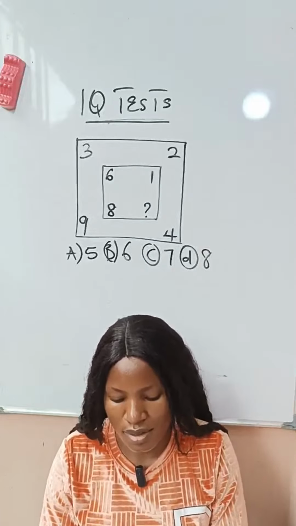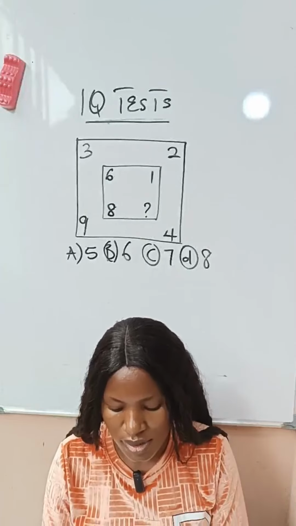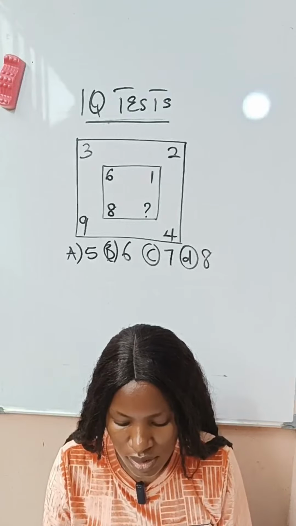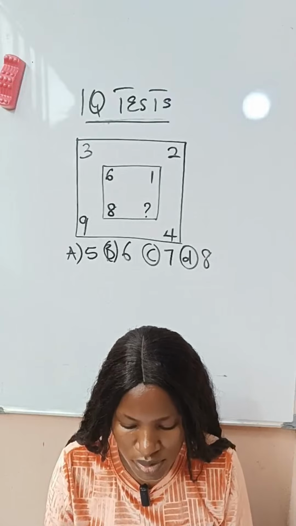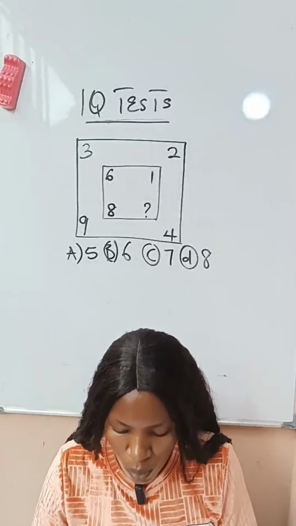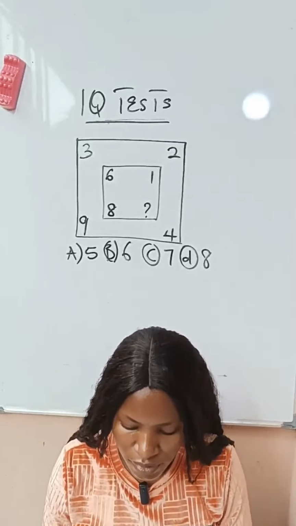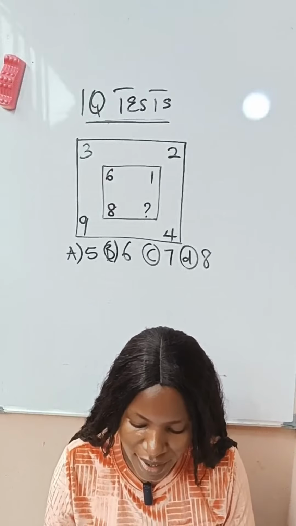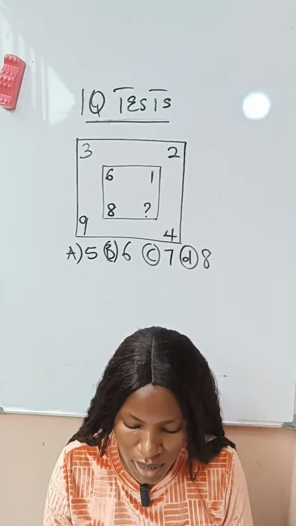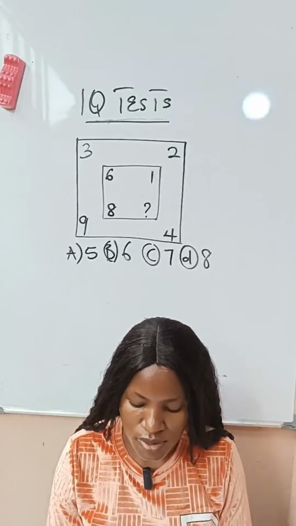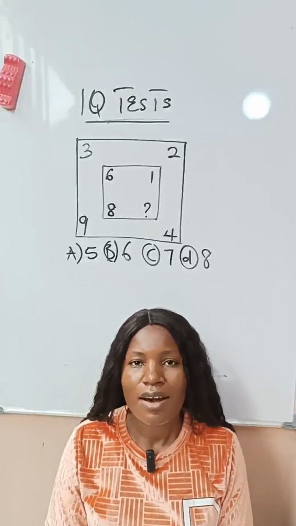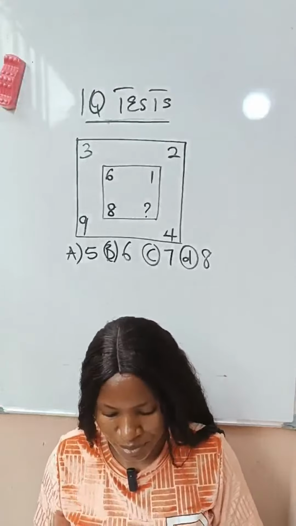So what is the answer? What is the missing number? We have 3, 2, 9, 4. We have 6, 1, 8. Option A is 5. Option B is 6. Option C is 7. Option D is 8. So what is the missing number?